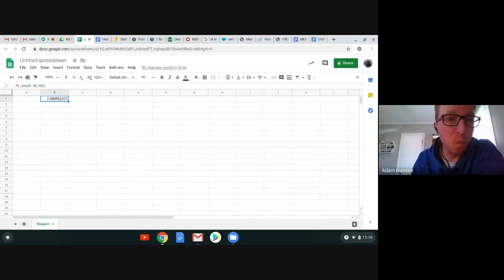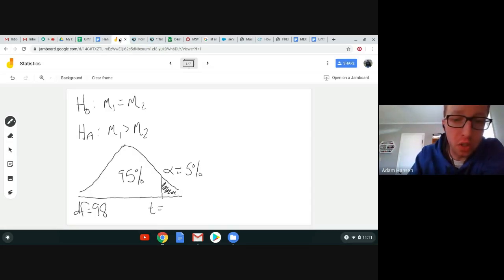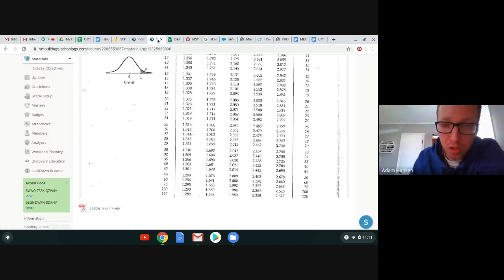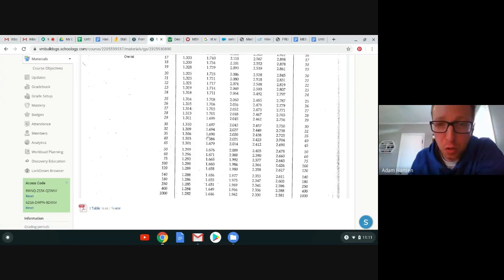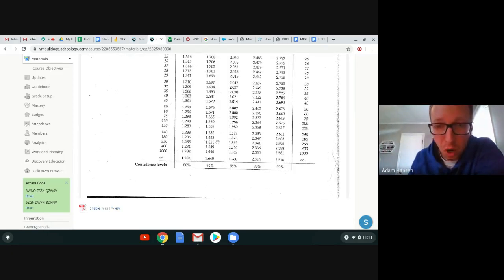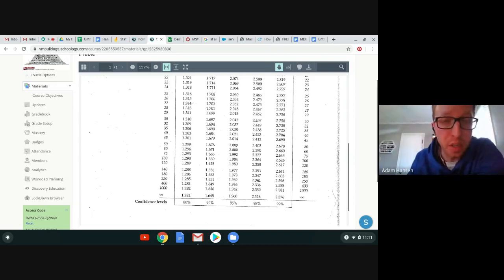And I get about the same 1.66 either way. 1.661 if you want to round up. The larger the sample, I go back to my t-table, the larger the sample, the less incremental change. The difference in the t-scores from 25 to 26 is larger than the difference in the t-scores from like 250 to 400. There's less incremental change for the larger sample sizes.